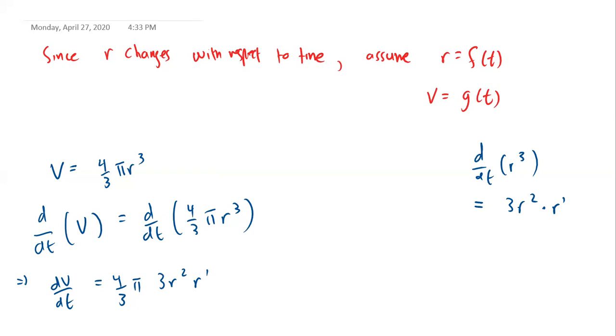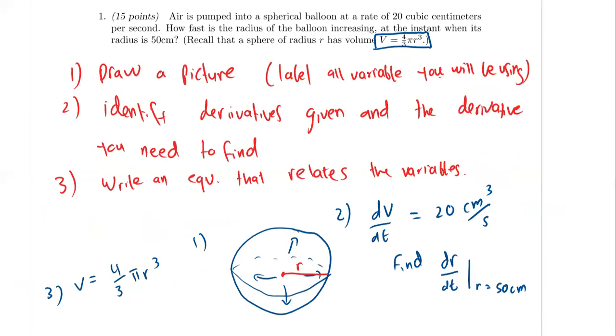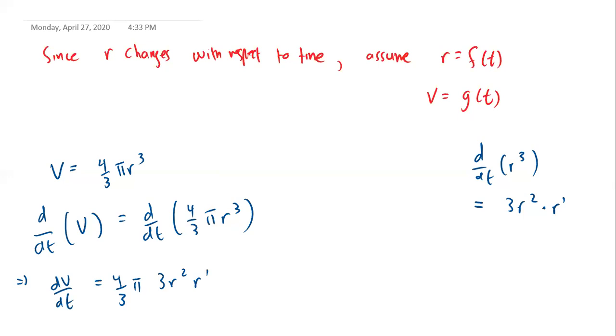So the point of me doing this is for you to remember, if you draw a picture, write down the information you're given and what you're going to find, and write down the equation that relates the variables. If you do all that before you attempt the problem, then you basically have everything you need. Once you attempt the problem, you can just go ahead and take the derivative of both sides of your equation, and you already have all the information written down.